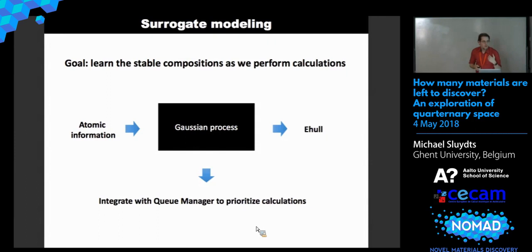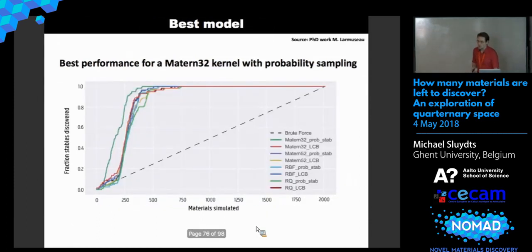And then we integrate this with our automation software to prioritize the calculations live based on the predictions of the convex hull. So in this way, it slowly biases itself towards the stable materials after any initial sampling plan, which has been defined by the surrogate modeling literature.